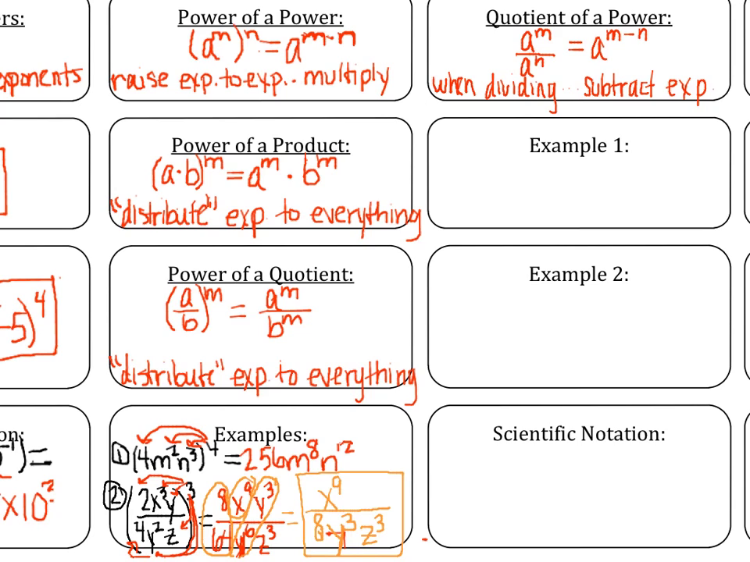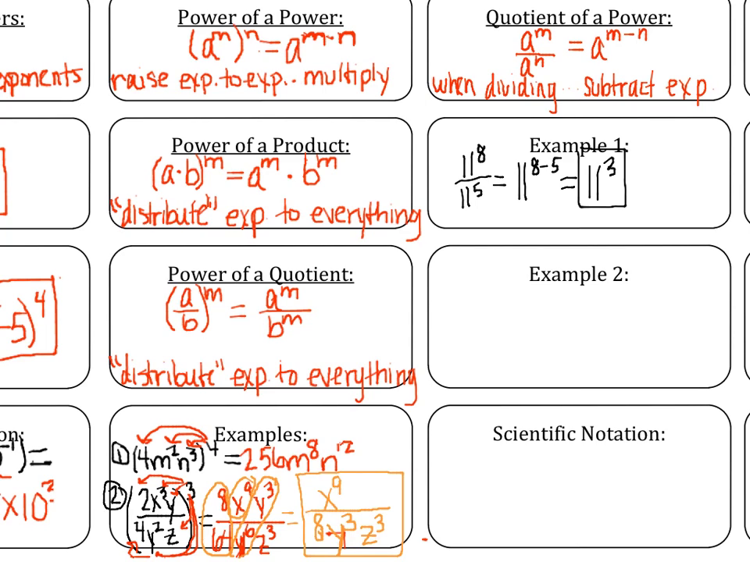Okay, let's look at our example 1 for the quotient of a power property. So you have written on your page already 11 to the 8th over 11 to the 5th equals, and as we said above, you're going to subtract your exponent, so it's 11 to the 8 minus 5, which is 11 to the 3rd power.